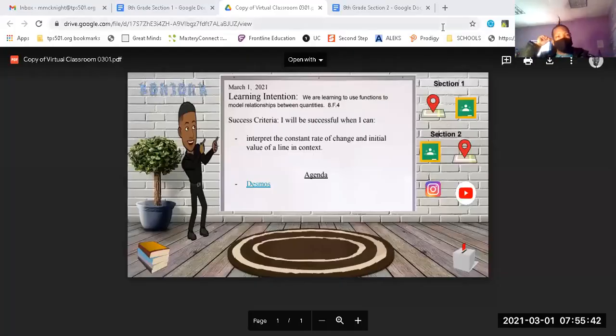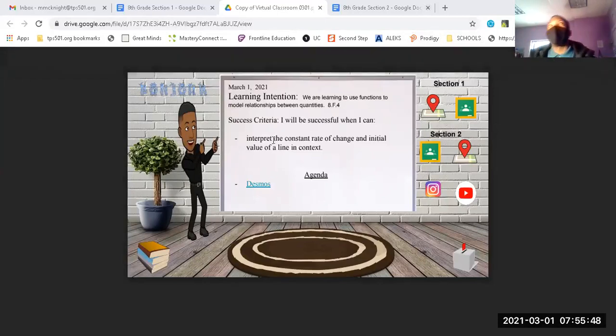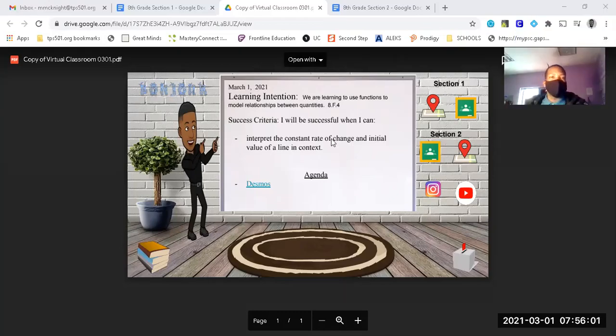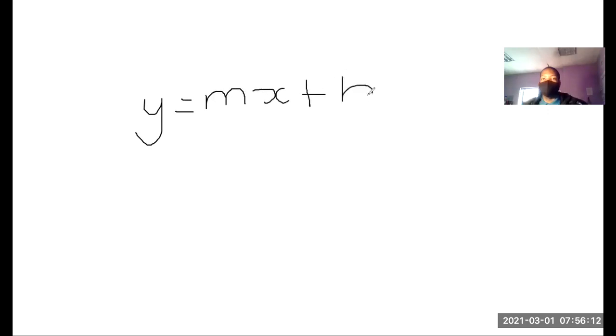All right, so for today's class, we're talking about functions and their relationships, but then we're going to focus more on the constant rate of change and initial value, also known as the slope or the y-intercept. So I'm going to pull up my whiteboard. We talk about the slope and the y-intercept. Generally, we're talking about functions. They're in the form of y equals mx plus b.